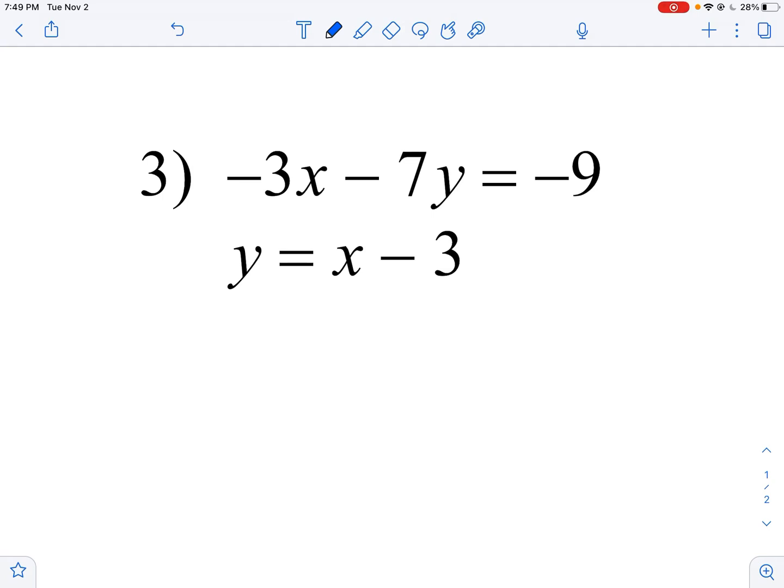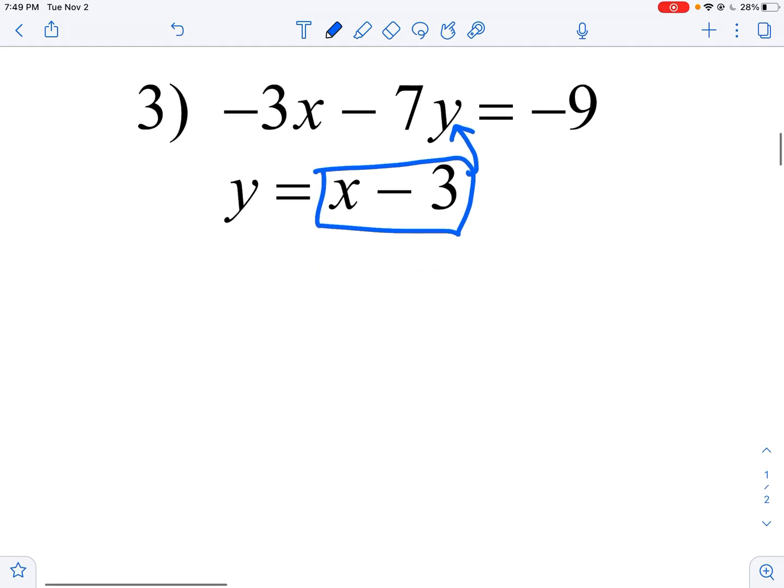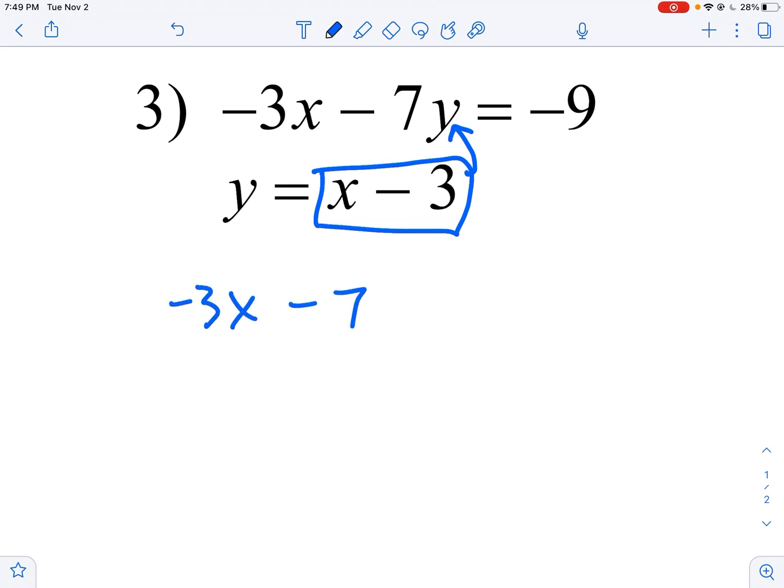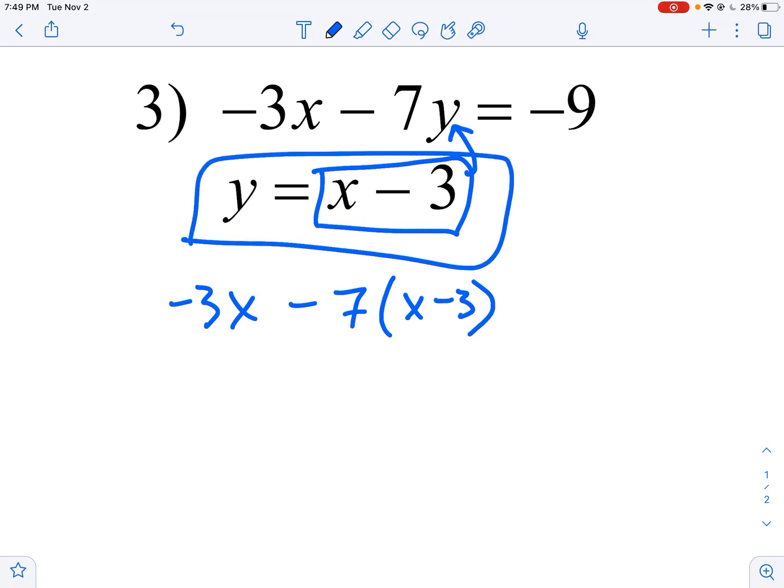Hopefully you thought of substitute because this equation says y equals, which means this is the same thing as y, and I can put it in the y of the other equation. So that's the substitution property. I'm going to rewrite my first equation exactly how I have it, but when I get to the y part, instead of putting y, I'm going to put parenthesis x minus 3, because our second statement says that y is x minus 3. So I can replace y with x minus 3.